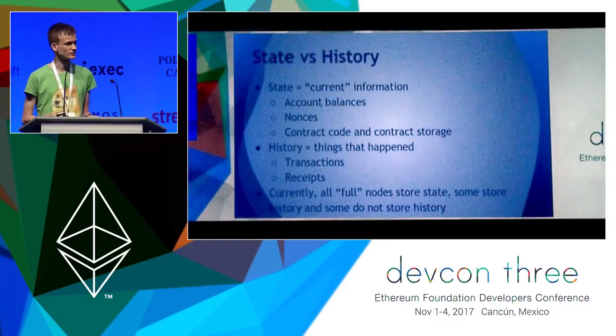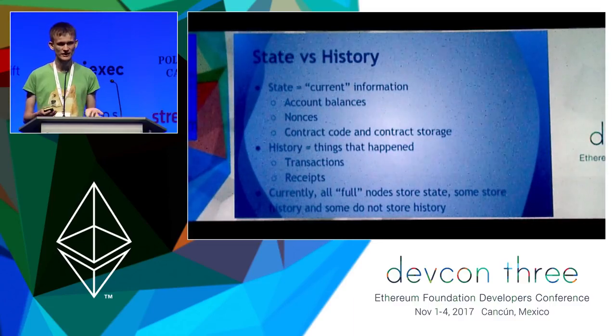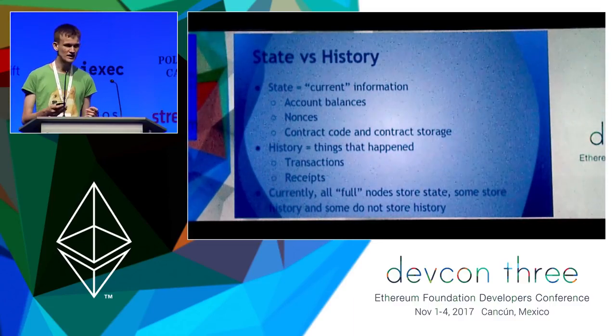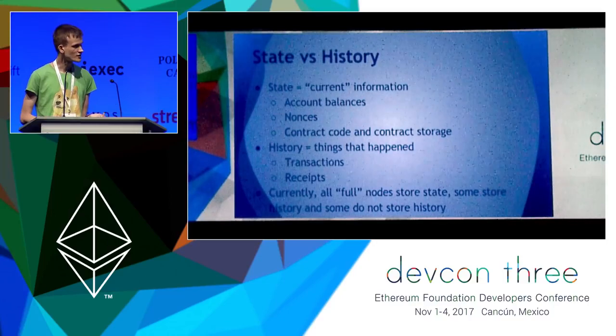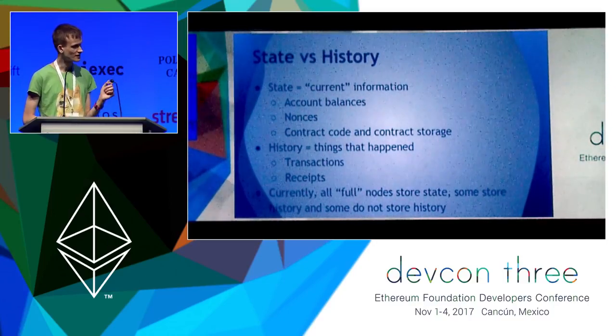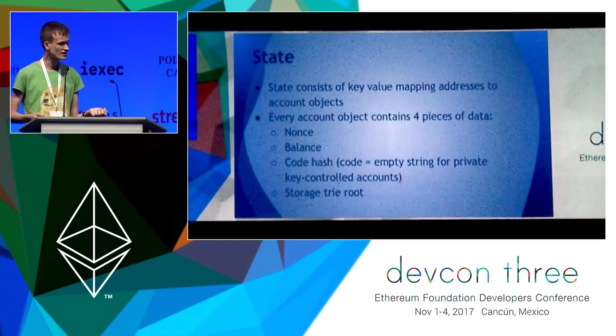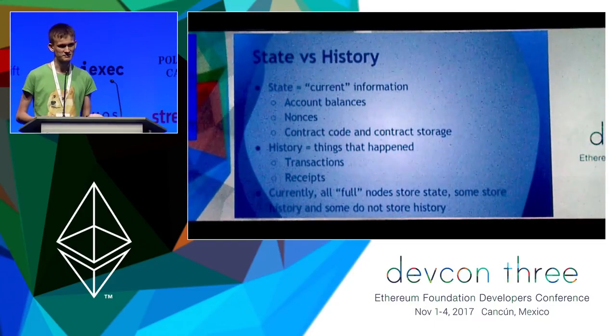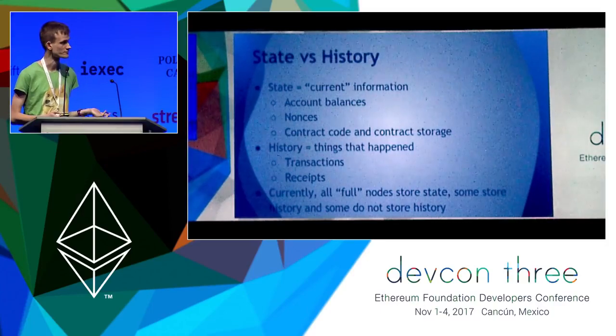Now the history in a blockchain is things that happen. So you have transactions, and in Ethereum you have this concept called receipts. So currently, all full nodes store state. Some full nodes store history, and there is the possibility of full nodes that do not store history.